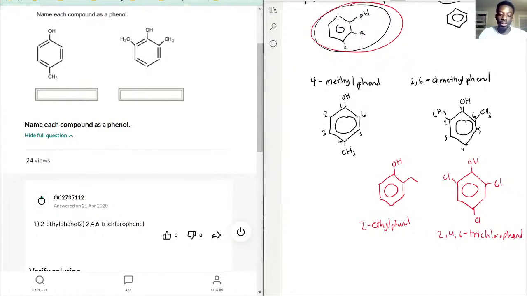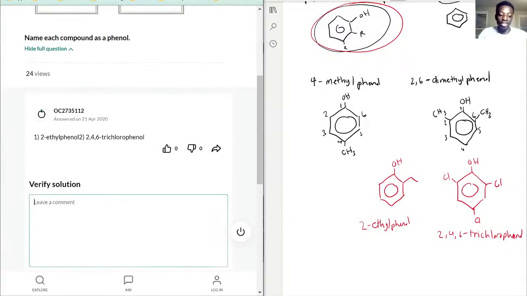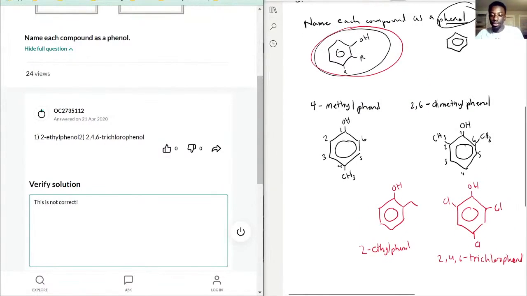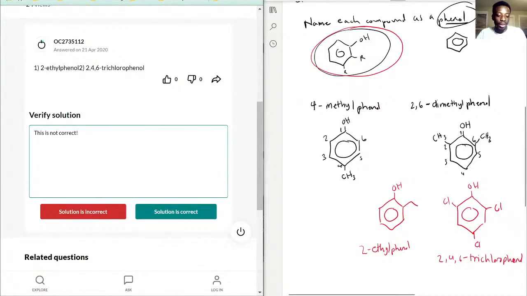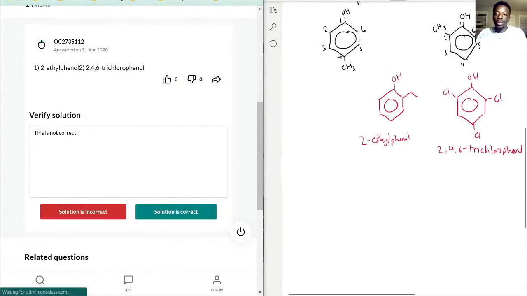So I'm just going to say that this is not correct. Maybe there was a second part to it, but they're definitely on the right track, and this is what those would look like. So feel free to take a snippet and review your nomenclature. It's very important, because these questions do pop up on occasion. And with that, let's move on to question 3, the next question.